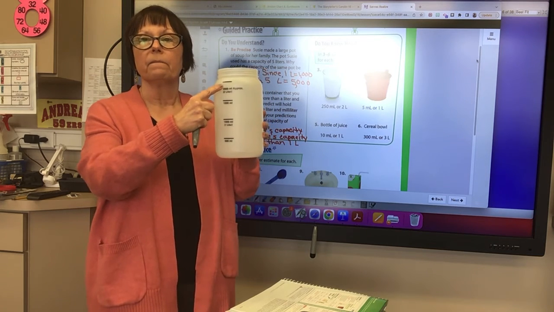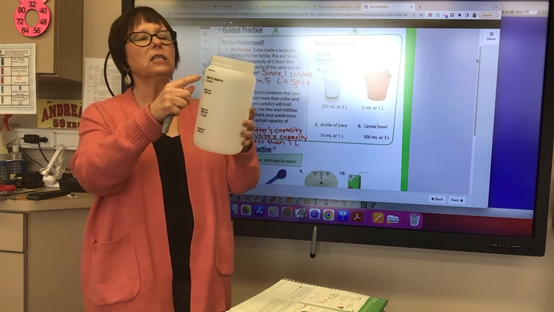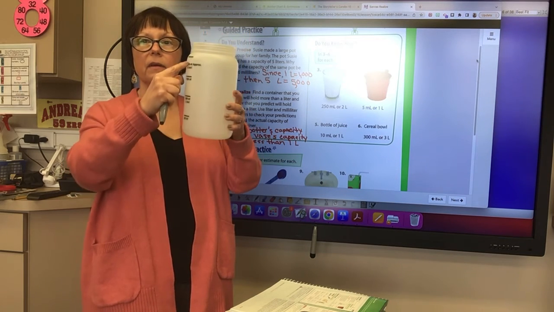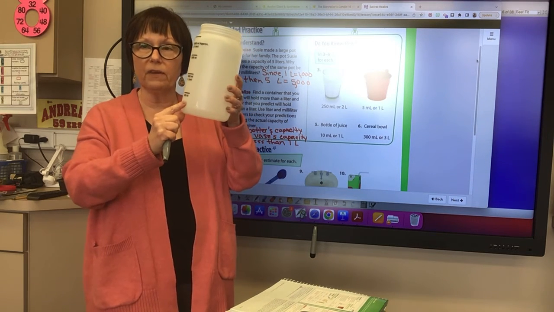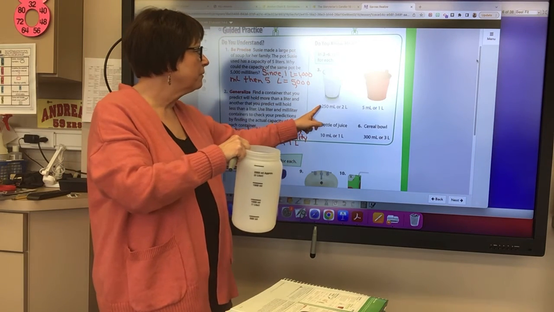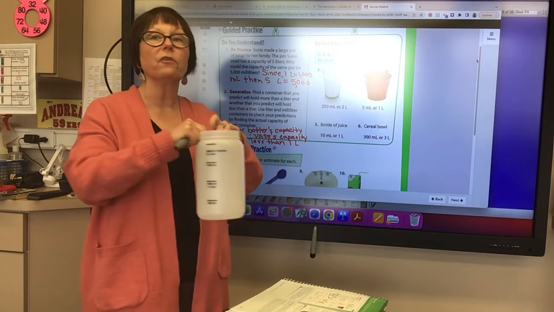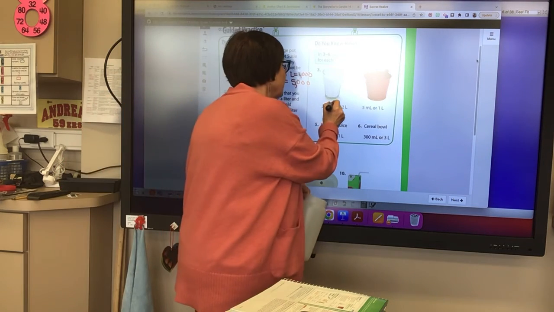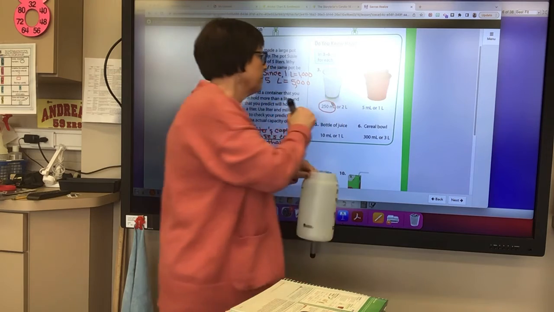Izzy, look. This is 2 liters here. Do you get a glass of milk that's like this? Is this how big your glass of milk is at home? No. So what's the better estimate? 250 milliliters or 2 liters? 250 milliliters. That's the better estimate. Circle it.